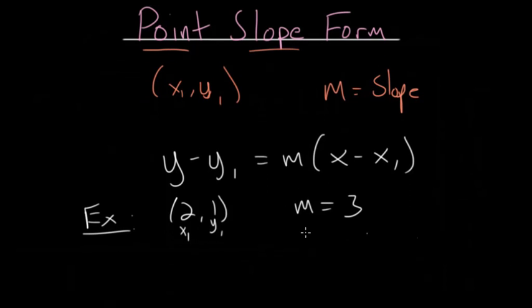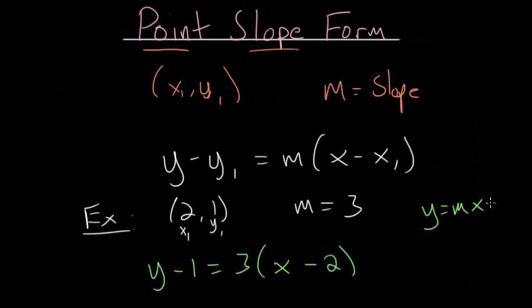So when we actually plug all these in, we get y minus y1, which is 1, equals m, which is 3, times x minus x1, which is 2. And essentially, given this point and the slope, we now have an equation of this line. And what you can do from here is change it to slope-intercept form if you want to graph it. Remember, slope-intercept form is just y equals mx plus b, where you're effectively solving for y so that you can use the slope and the y-intercept to quickly graph it.